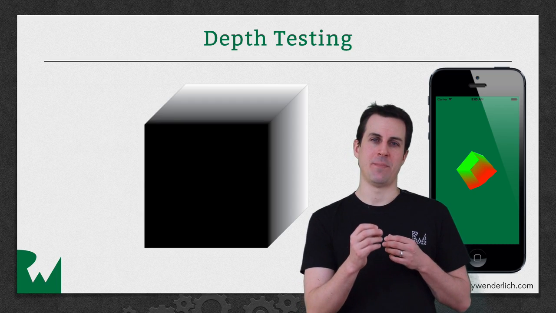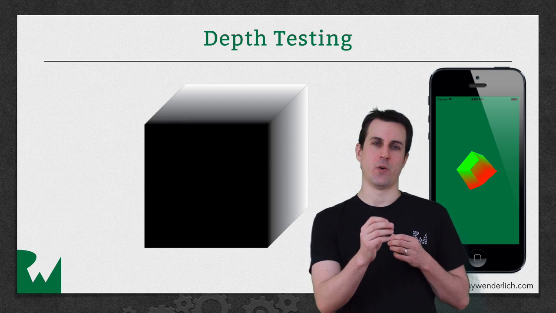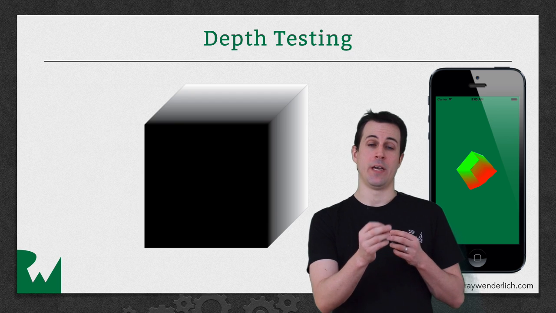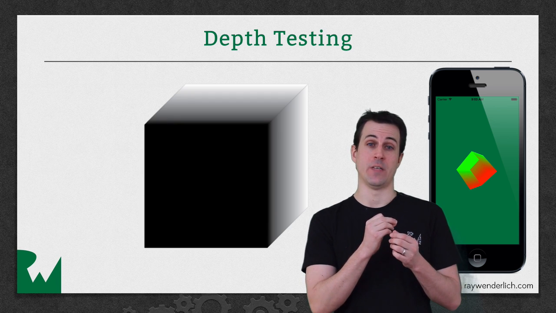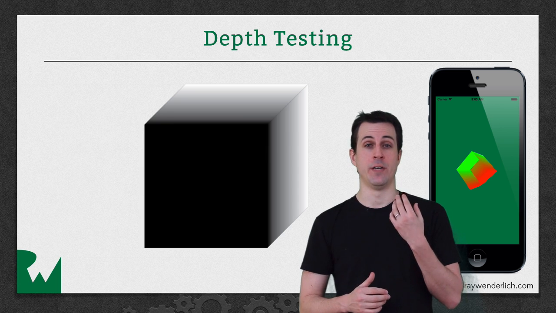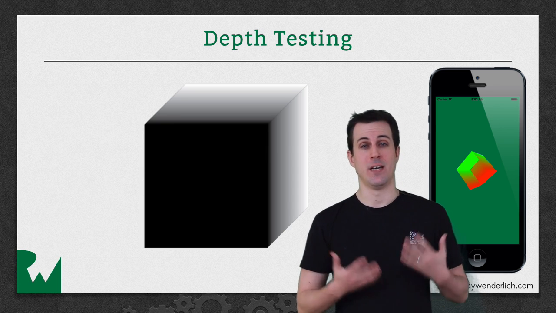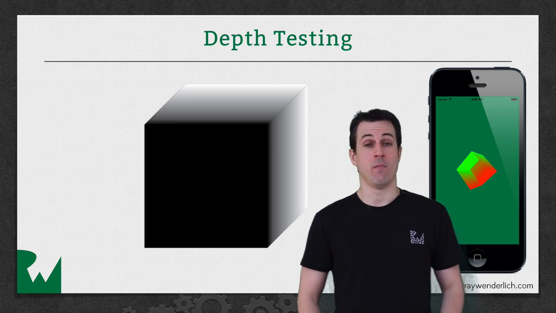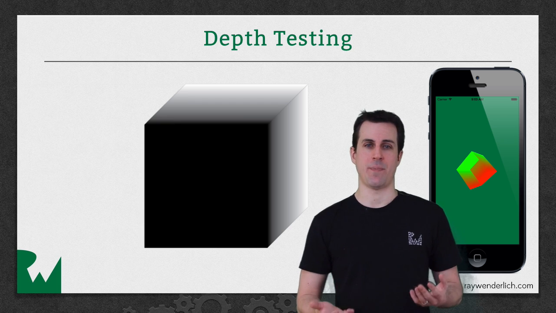What's going on is sometimes it's drawing a pixel from a back face of the cube in front of a pixel of the front face of the cube. But obviously we don't want that to happen. We want the ones that are in front to show up on top of the ones that are behind. So how do we fix this? Well, one way to fix this is through something called depth testing.